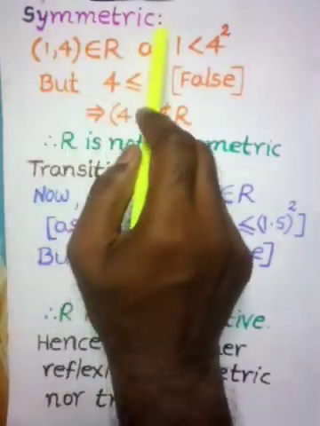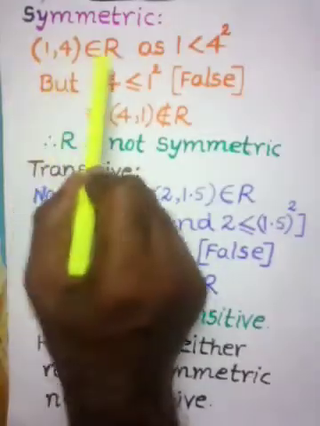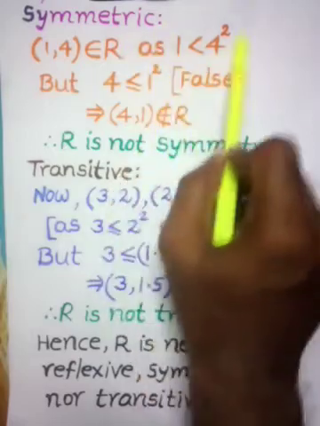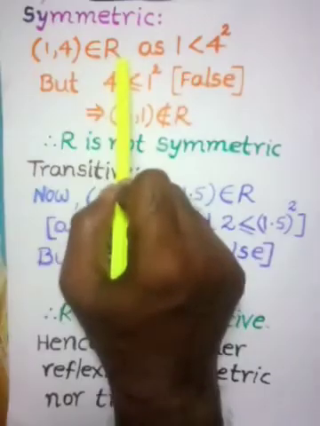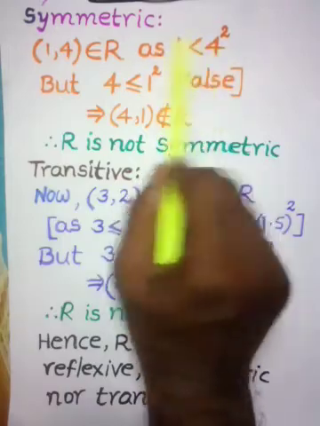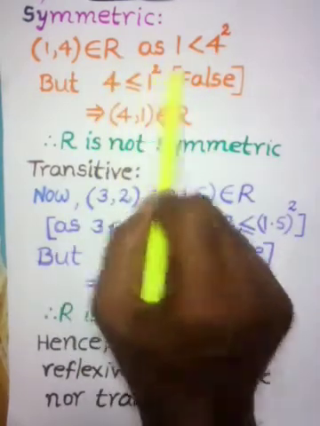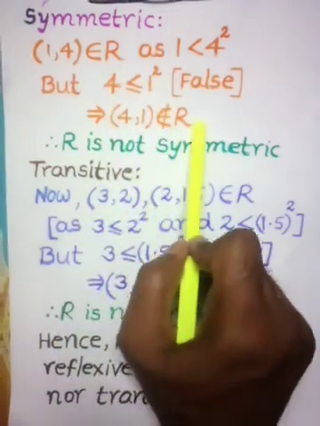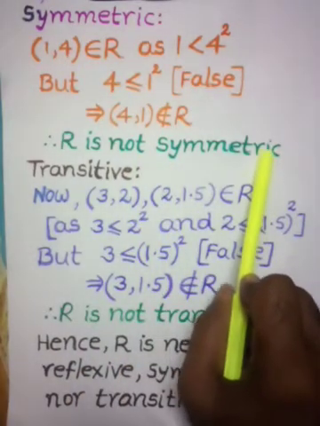Now come to the next relation, that is a symmetric relation. Now let us consider the ordered pair (1, 4) belongs to R because 1 is less than or equal to 4 squared. So this condition is satisfied by these two elements. But 4 is less than or equal to 1 squared, if you write in the reverse order, in the place of 1 writing 4, in the place of 4 writing 1, is a false statement. This implies that the ordered pair (4, 1) does not belong to R. Therefore we say that R is not symmetric. Okay, my dear children, right.